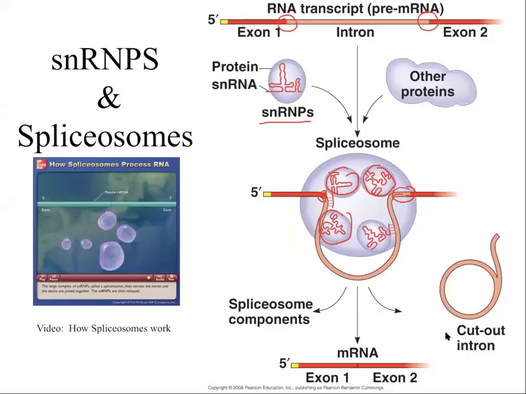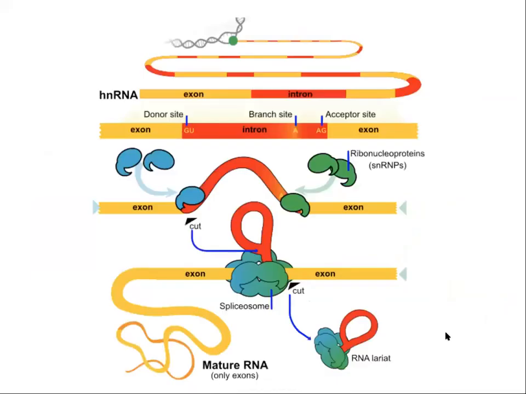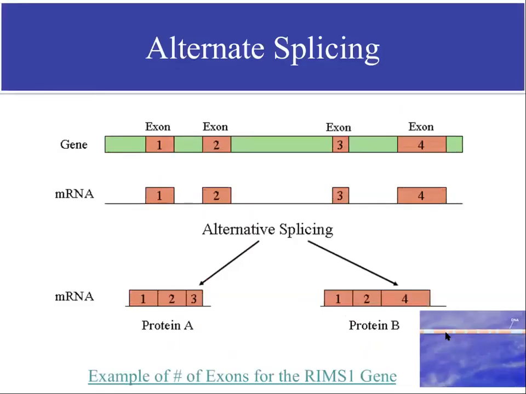Pretty snazzy. So that's how we're going to process our pre-messenger RNA. And once that's done and we've added the cap and the tail, now we finally have mature messenger RNA, only composed of exons, that can now leave the nucleus and go out to the cytoplasm.